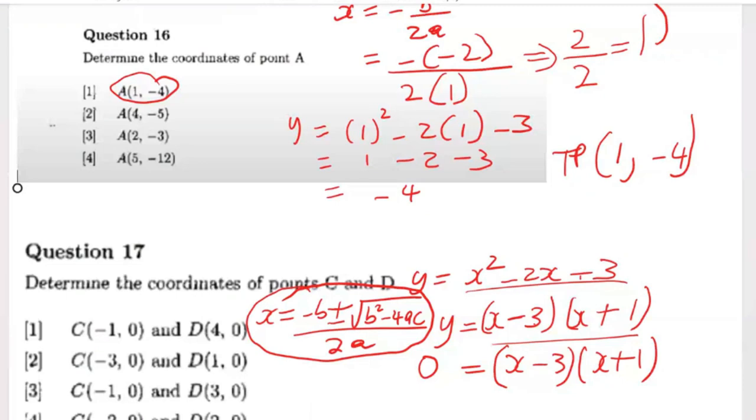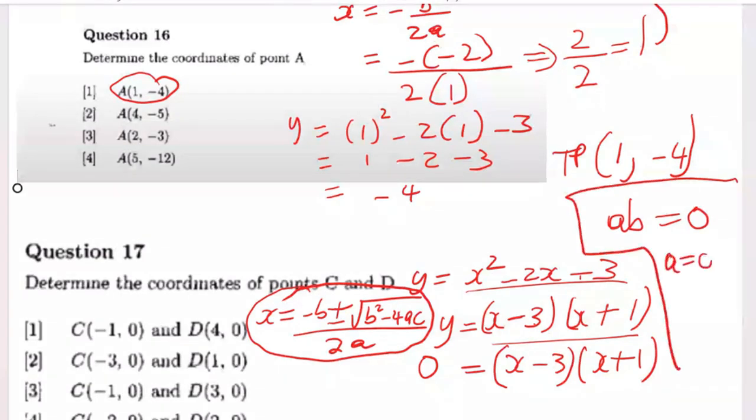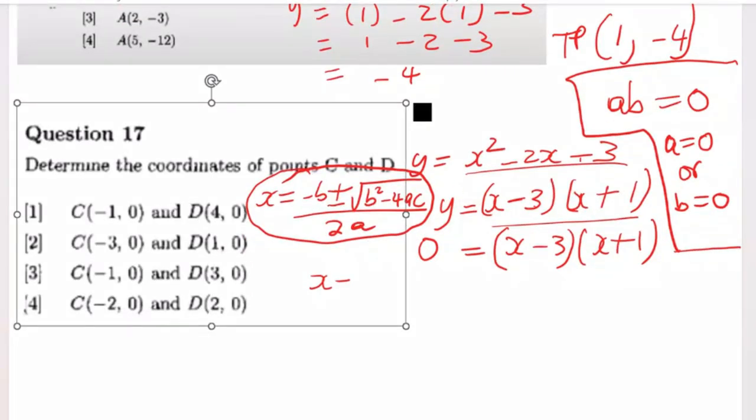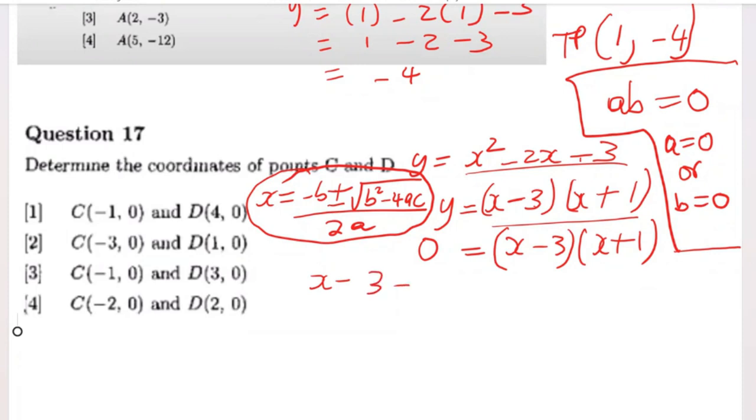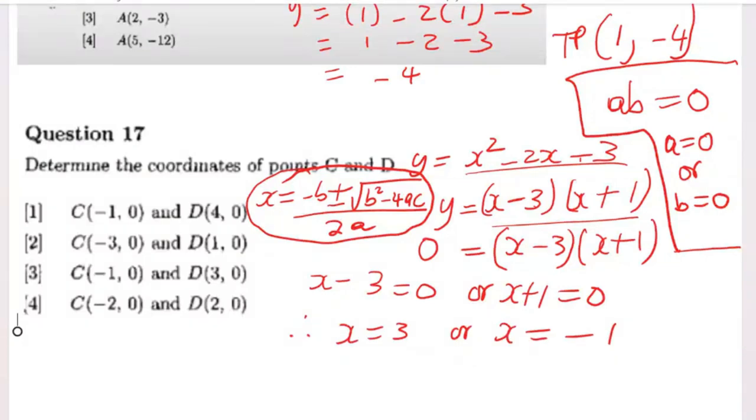For me to simplify here, I'm going to use this property, which says if you've got AB equal to 0, then A is equal to 0, or B is equal to 0. This is a property that you find in mathematics. So here I'm going to say my x minus 3 is equal to 0, or my x plus 1 is equal to 0. So therefore my x is equal to 3, or my x is equal to minus 1. Those are my x coordinates.